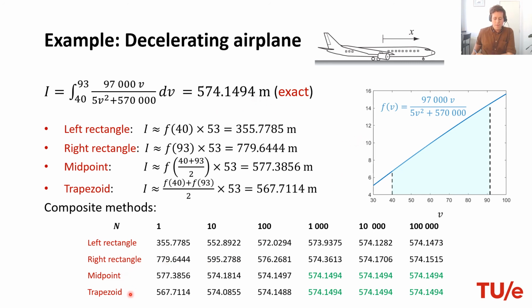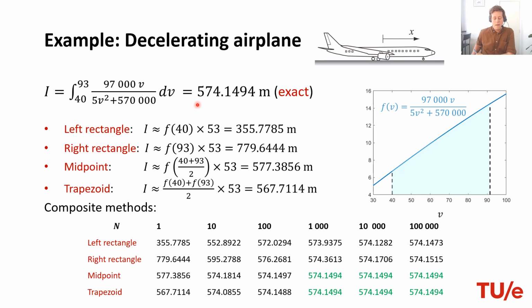For midpoint and trapezoid, however, we see that even for one subinterval, and that's already what I said, we are quite okay. It's not very accurate, but it's quite close. But as we increase n, we see that already at 1000 subintervals, we have the same numerical value, when rounded to 4 digits after the comma, as the exact value. Also this exact value is not exactly this, I just rounded it to 4 digits.